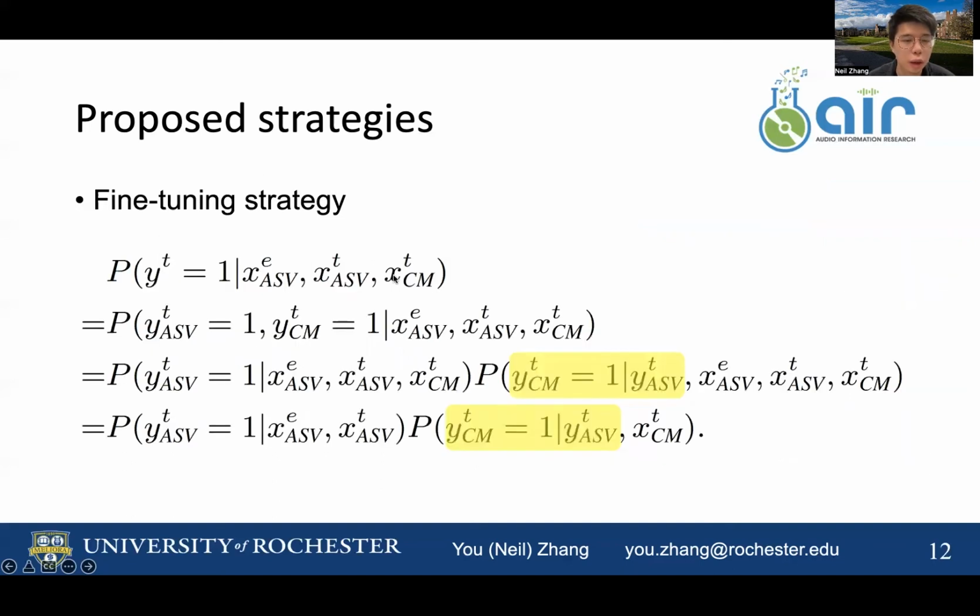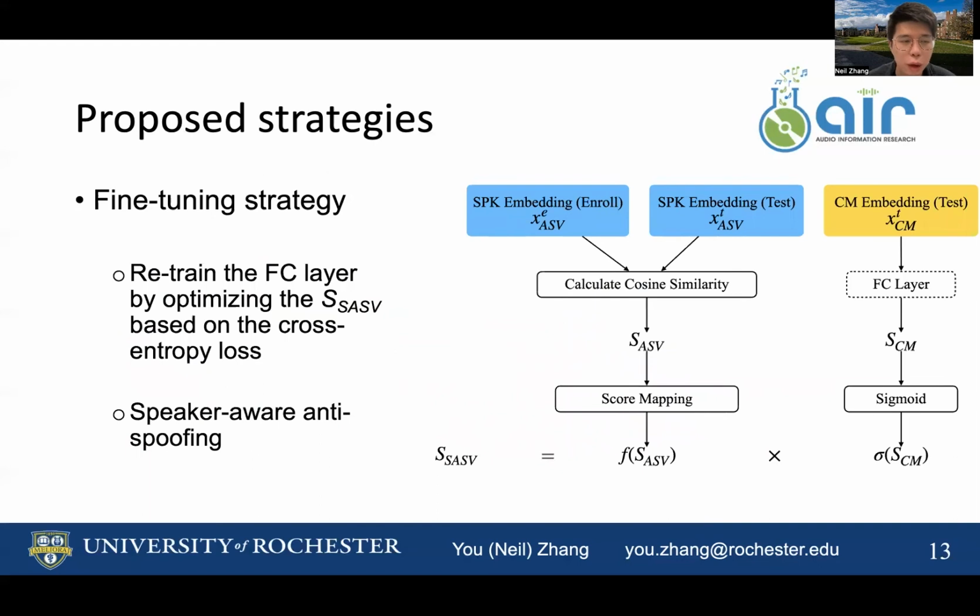For the fine-tuning strategy, we no longer assume that the ASV subsystem is independent from the CM subsystem, because we want to fine-tune the two systems. So now the second equality is not based on conditional independence, it's directly based on the chain rule. Here we can find that the CM system is based on the ASV system. We implemented this by setting the FC layer to be trainable, and we retrained the FC layer by optimizing the final SASV score based on the cross-entropy loss.